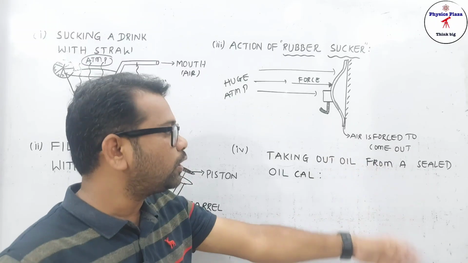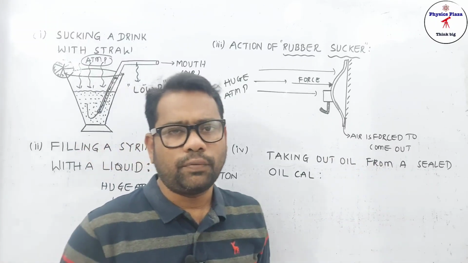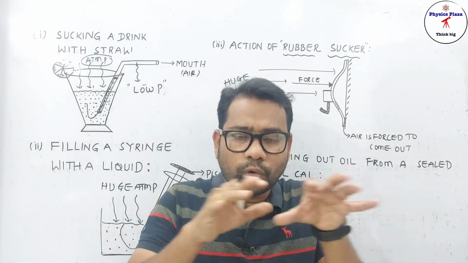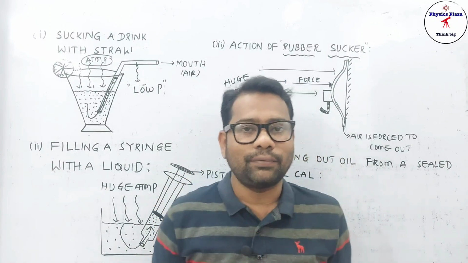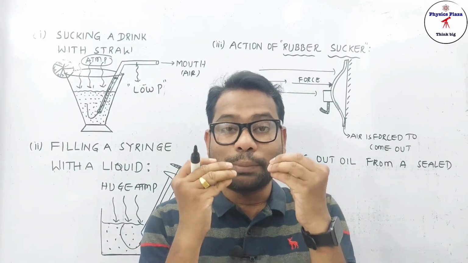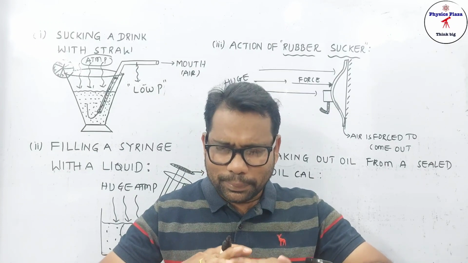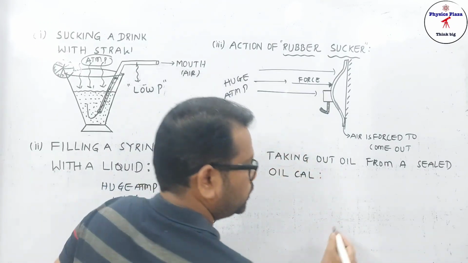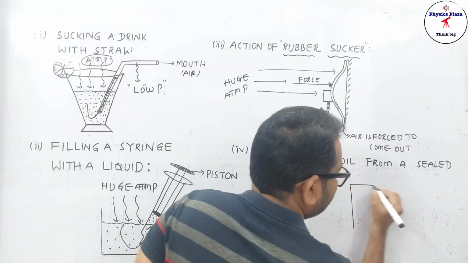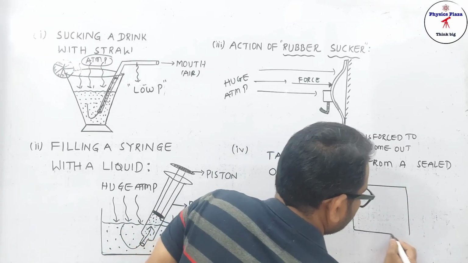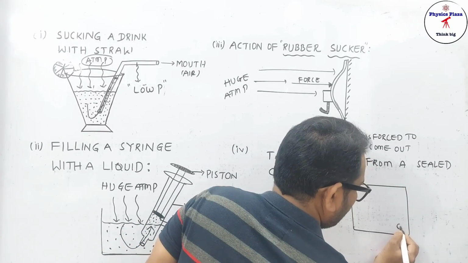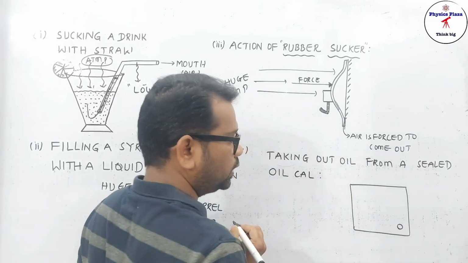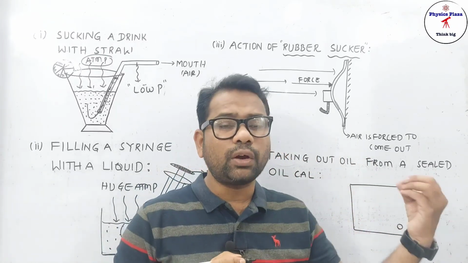And the fourth one, children, taking out oil from a sealed oil can. For example, you have a tin can which we have taken to demonstrate atmospheric pressure. Now it is completely filled. It is a new one. Let me show from the top view. So top view of that oil can will be like this. Suppose here if you make a hole, then it is not so easy to take out the oil.